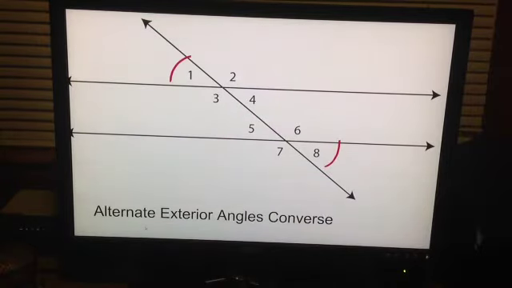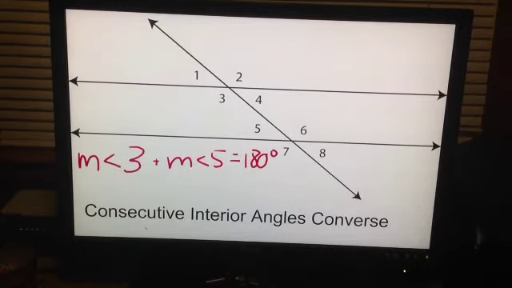The alternate exterior angles converse says that if two lines are cut by a transversal, so the alternate exterior angles are congruent, then the lines are parallel. So if angles 1 and 8 are congruent, then the lines are parallel. The consecutive interior angles converse says that if two lines are cut by a transversal, so the consecutive interior angles are supplementary, then the lines are parallel. So if angle 3 and angle 5 are supplementary, then the lines are parallel.